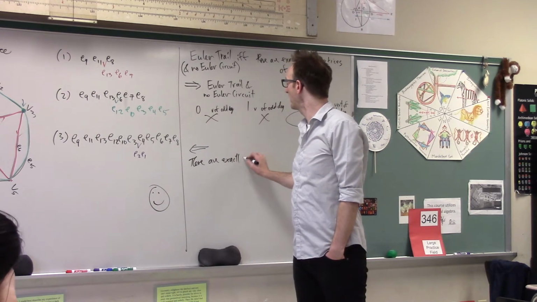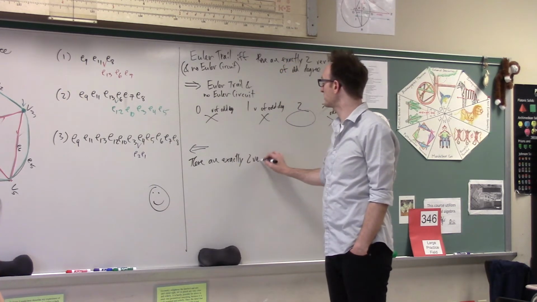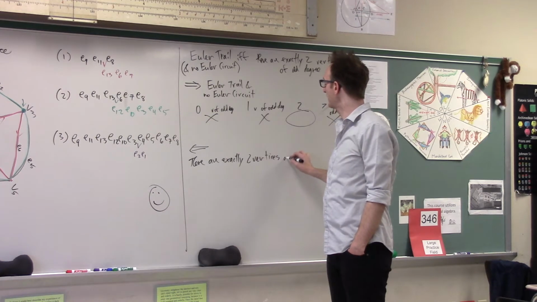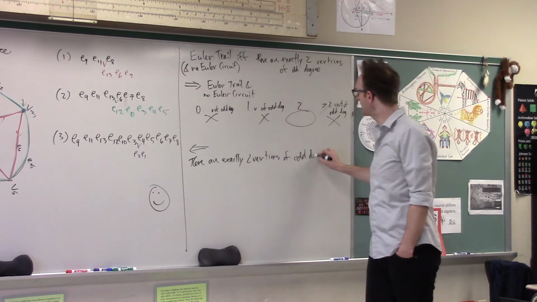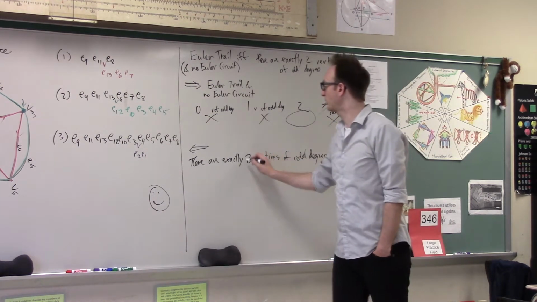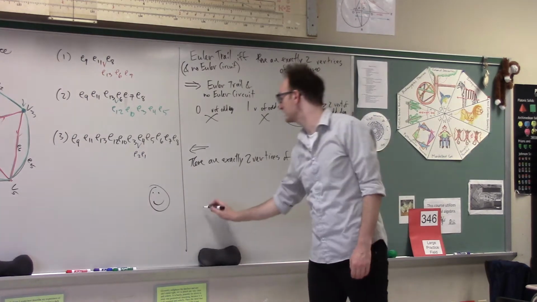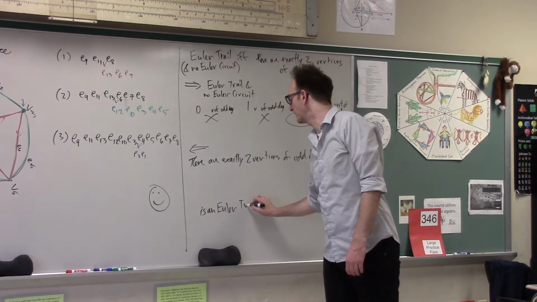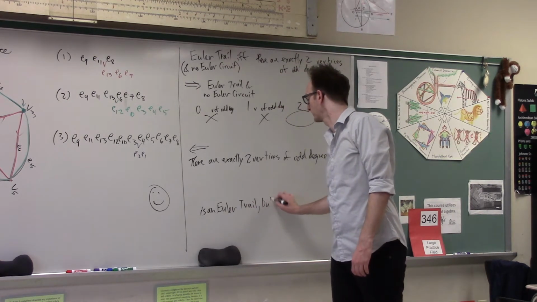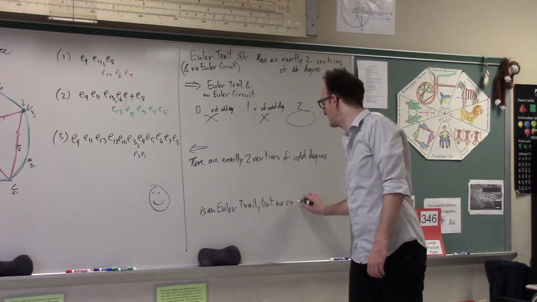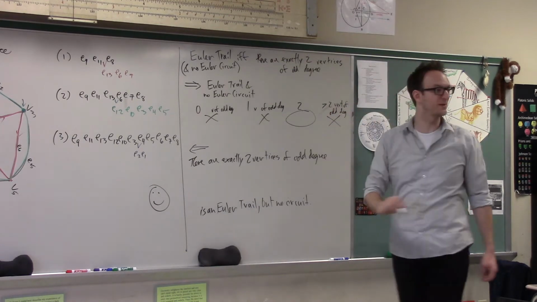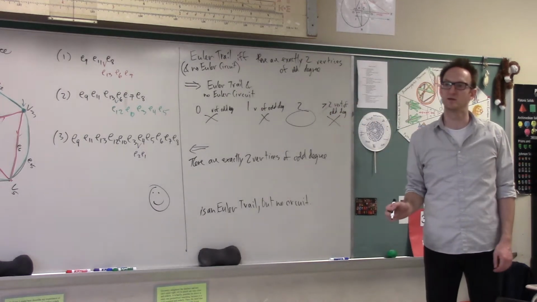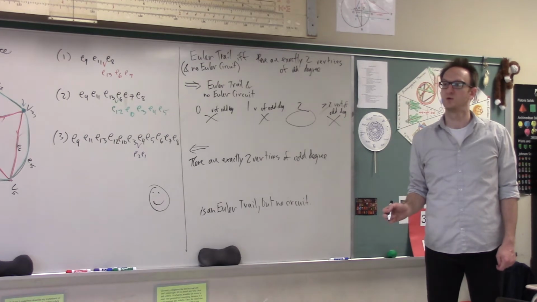The other direction is to say if there are exactly 2 vertices of odd degree, and then from this we would like to conclude that there actually is an Euler trail, but no circuit. And there's kind of a cute way to do this, which means I don't have to repeat the entire algorithm all over again. Anyone see what to do?